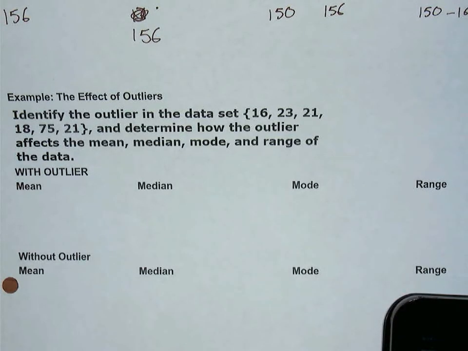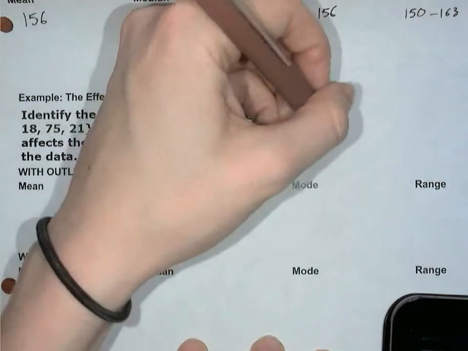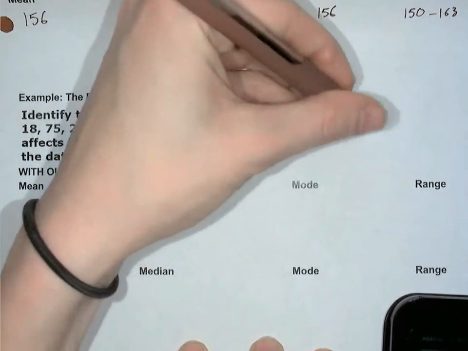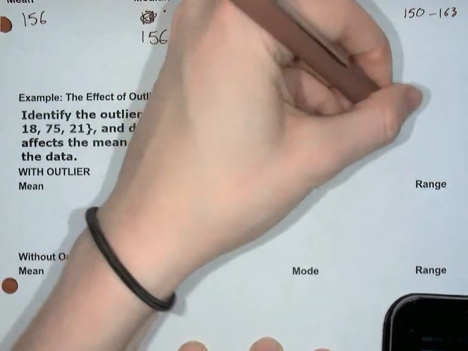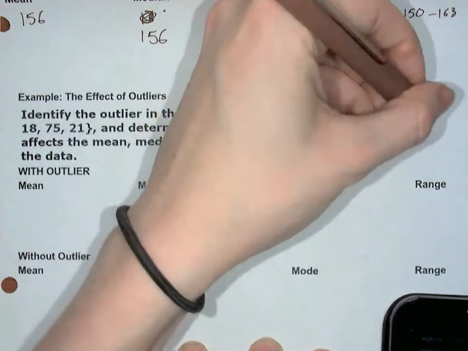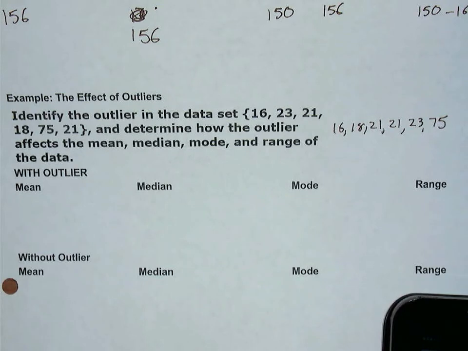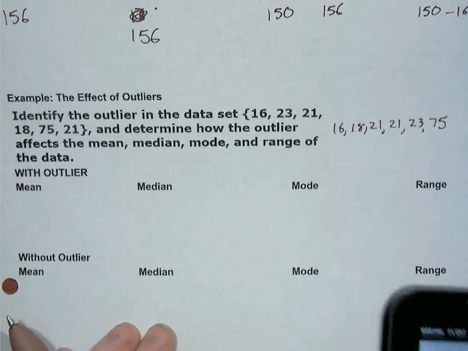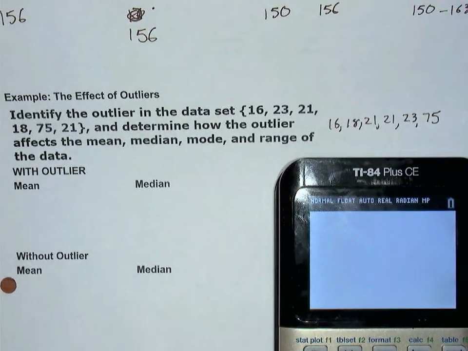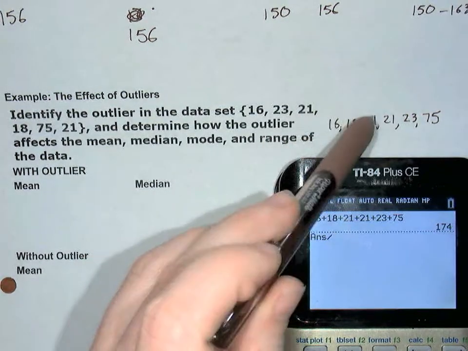So the first thing I'm going to do is put these in order. So we've got 16, 18, 21, 21, 23, and 75. And so 75, I bet, is our outlier. First, we'll calculate the mean. I'm going to add everything up here: 16 plus 18 plus 21 plus 21 plus 23 plus 75. Divide by the number of values we have, so 1, 2, 3, 4, 5, 6.